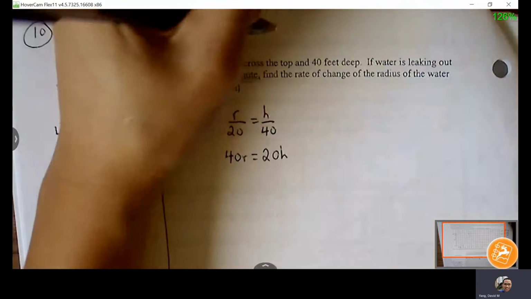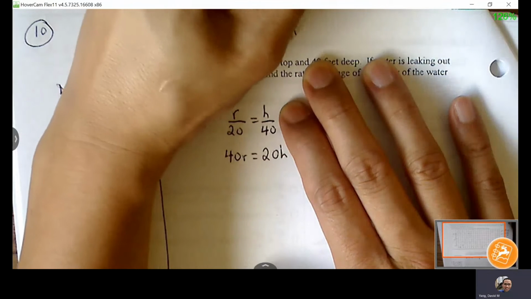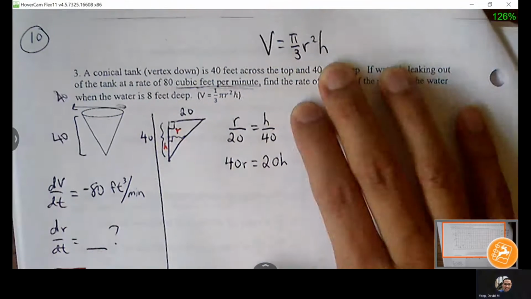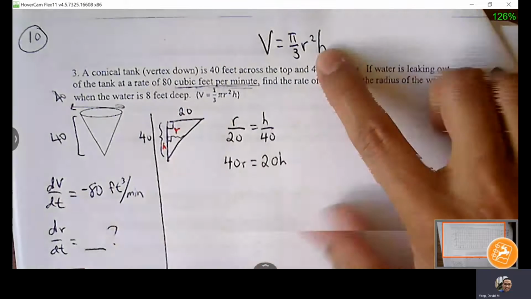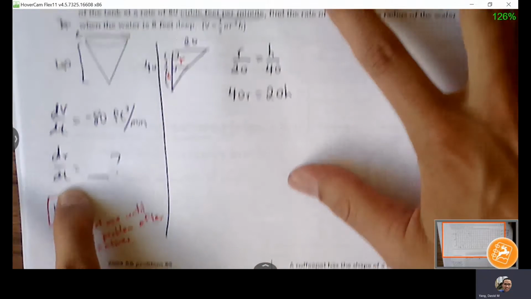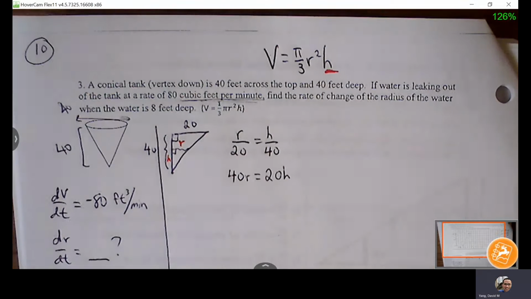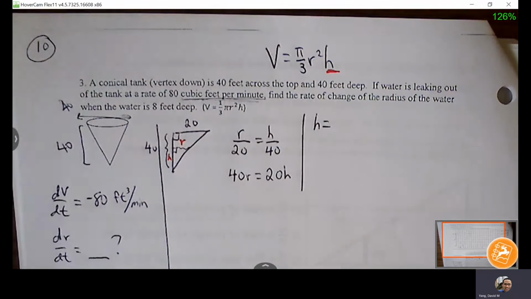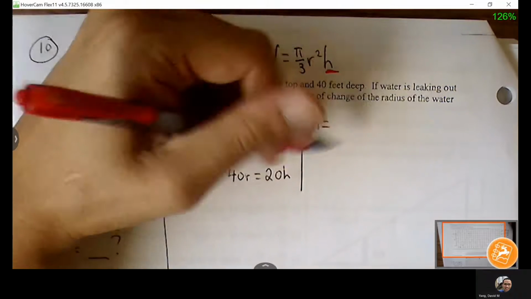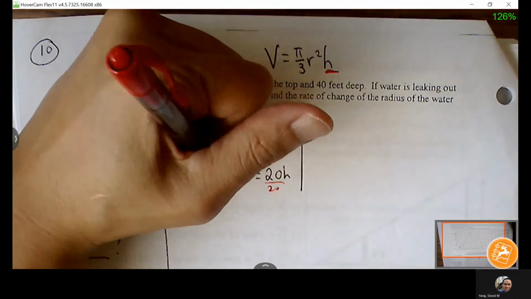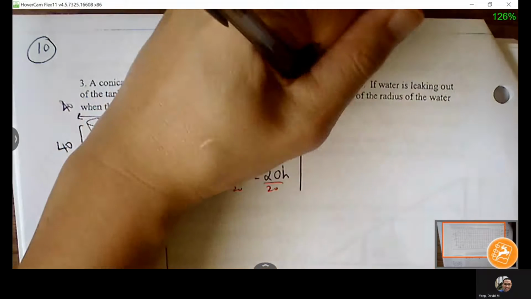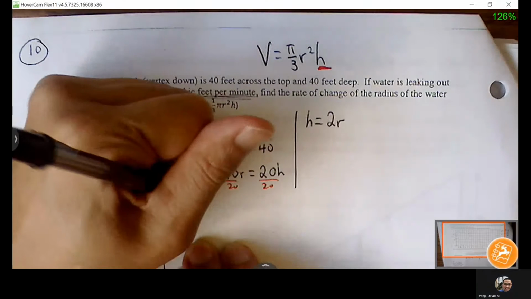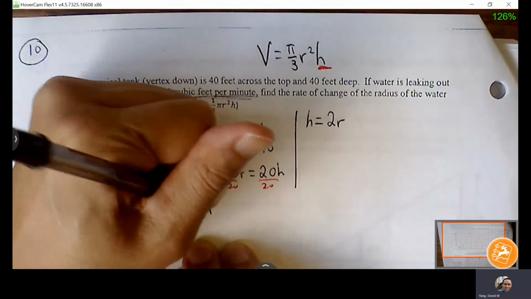Here's our volume equation. We want the h to disappear, so we want to solve for h. We want this to disappear because we are hoping that we can get to dR/dt. Okay, solve for h. H equals 2R. All right, so we're ready to make our substitution and get our volume equation down to one variable.